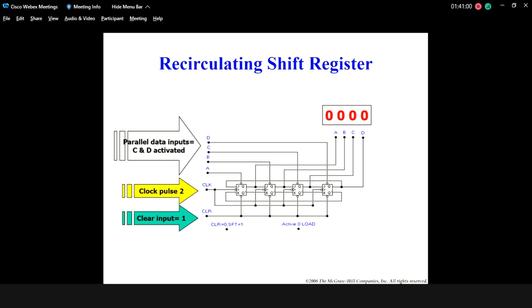We also have a circulating shift register with parallel data input. However, clear is activated. When the parallel data inputs are all inactive, it becomes like this based on the pattern. So it just rotates like that, just counting down.